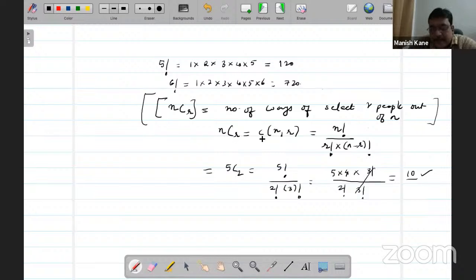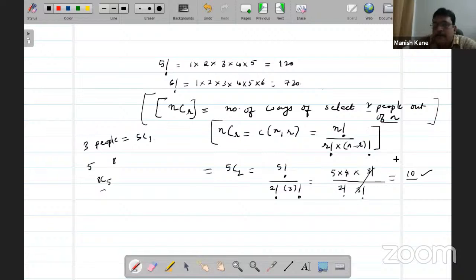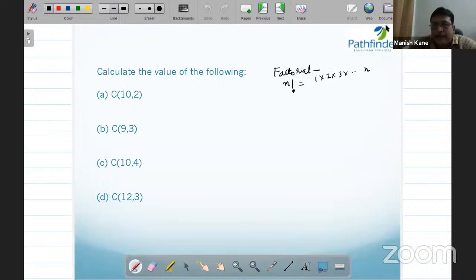First is NCR, that is the number of ways of selecting R people out of N. So if I have to select 3 people out of 5, then my answer will be 5C3. If I have to select 5 people out of 8, then the answer will be 8C5 and so on. And how do you calculate that? You calculate NCR by this formula, factorial n upon factorial r into factorial n minus r. So can you all quickly give me values of these factorials? I'll give you 1 minute. Please give me values of these factorials.